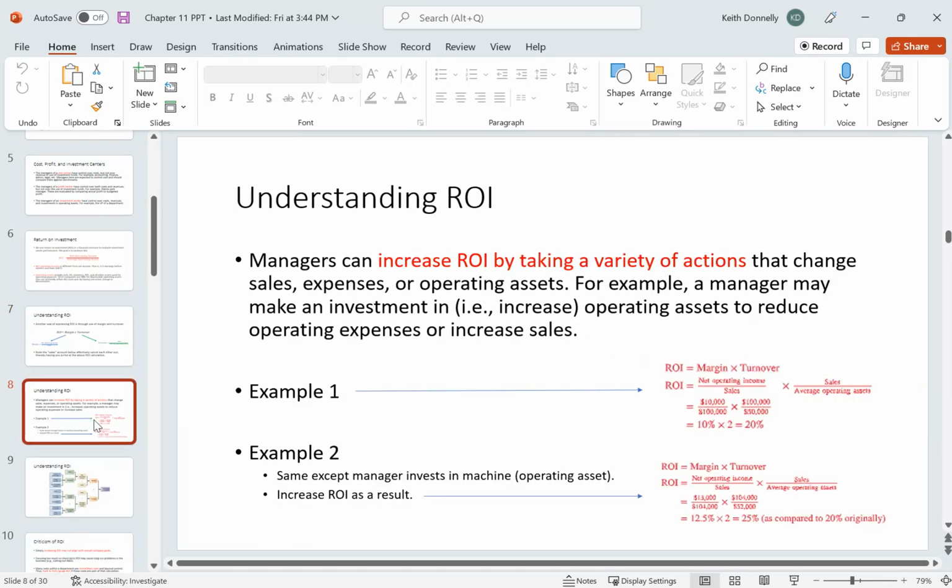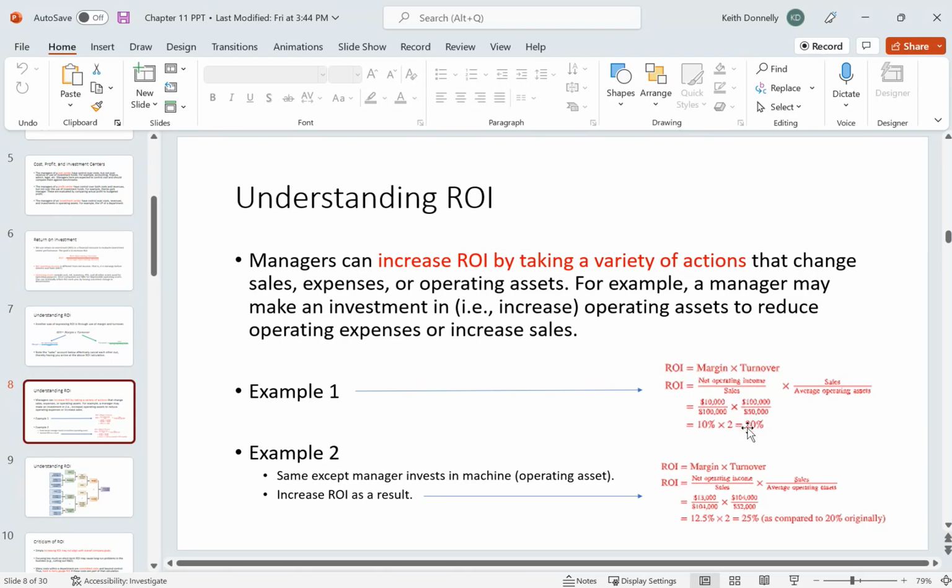Now, as I have here, managers can increase ROI by taking a variety of actions that change sales, expenses, or operating assets. For example, a manager may make an investment, that is to say, increase operating assets to reduce operating expenses or increase sales. So if you look at it over here, we have example 1, our ROI, margin times turnover, and that gives us the equation for it. If we smush them together, we'll have 10% times 2, which is 20%.